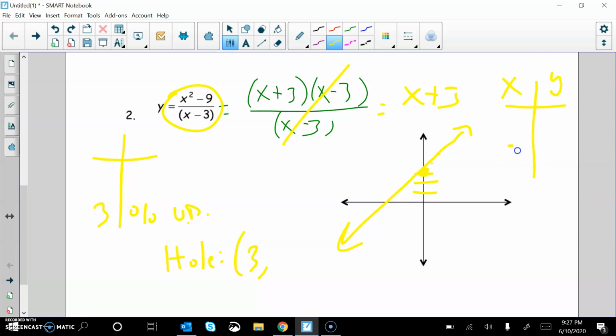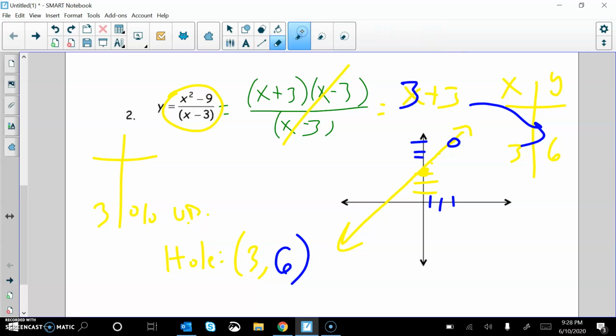So let's plug in here. It's going to be 6. Just plug in 3 there. 3 plus 3 is 6. So at the point 3, 6, we have a hole in the graph. So 1, 2, 3. So about right here is a hole in the graph. So make sure that's blank. Draw a little donut to denote that hole.